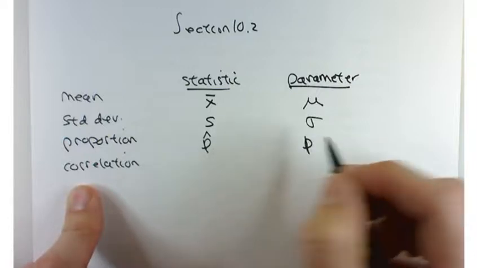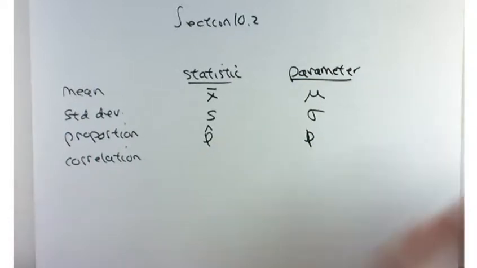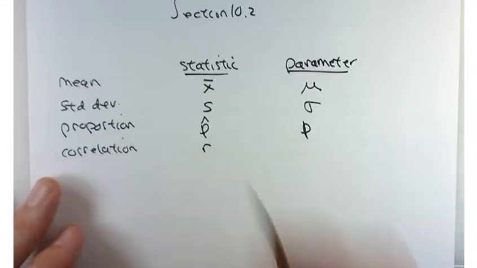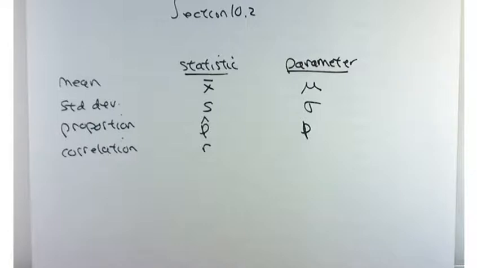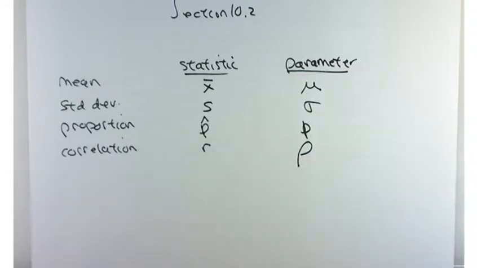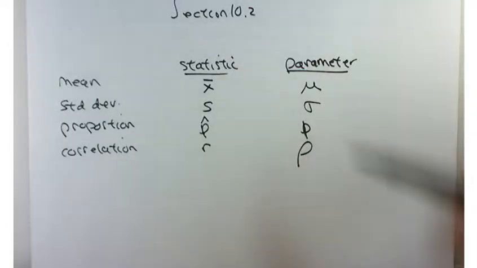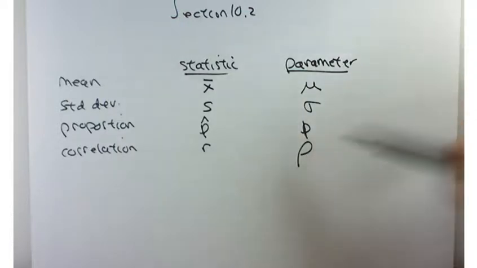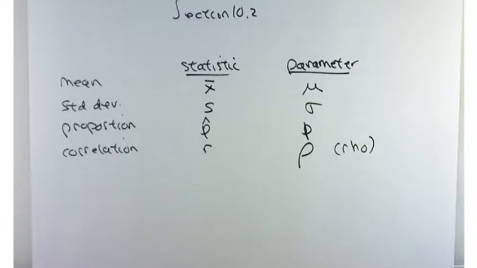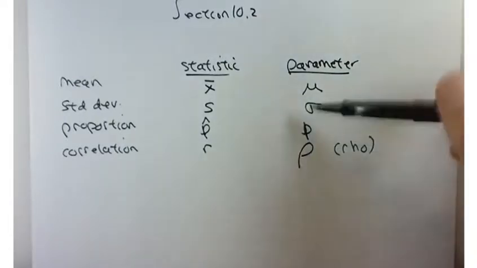Now correlation is a little bit annoying. Correlation is r for the statistic, and I don't know who came up with this. Don't shoot the messenger. It's another Greek letter. It looks like a P, but it's actually a rho. So yeah, I didn't choose it. I probably would have chosen something that didn't look like the population parameter for proportion, but it's rho, R-H-O. So pretty soon you'll learn enough Greek letters to spell your name.